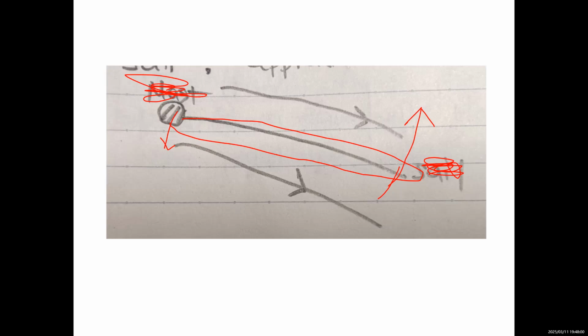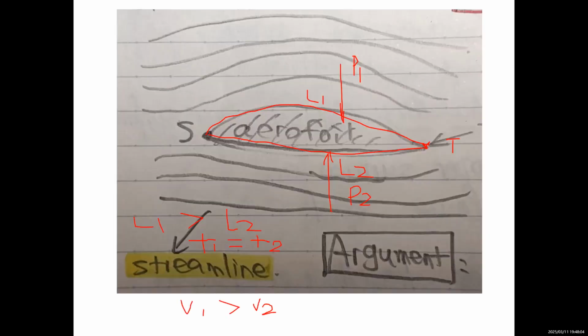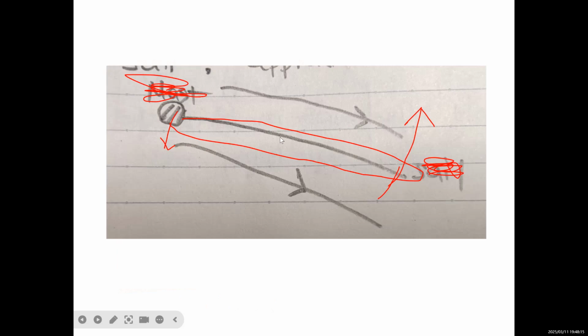In our most popular explanation, it argues that air molecules or air particles from the upper surface travel a longer distance, so there's lift production. However, if you think deeply about the situation, you'll find that longer distance is not necessary for lift production. It's not necessary. You can simply find some examples as demonstrated here.